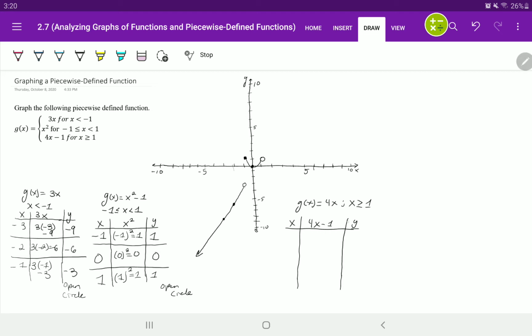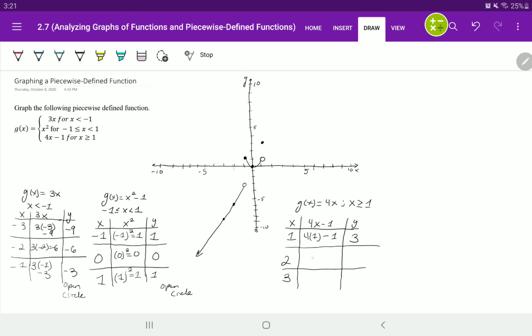So let's pick 3 values. We could pick 1, 2, and 3. And this is all values that are greater than or equal to positive 1. So 4 times 1 minus 1, excuse me, equals 3, because 4 times 1 is 4, 4 minus 1 is 3. So at 1, we have 3.